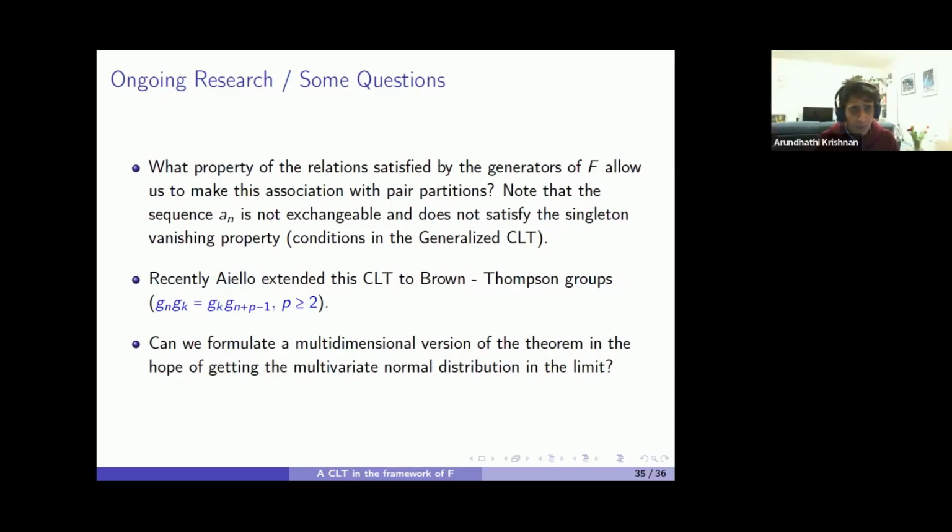But on the other hand, maybe it's not surprising. It's because the relations of F are almost commuting in some sense, even though they're not commuting, but they look like they're commuting. And recently, Ilo extended this central limit theorem to Brown-Thompson groups, where the relations are very similar, but slightly more general. So g_n g_k equals g_k g_{n+p-1}, where p can be anything greater than or equal to 2. So again, there's a slight shift in the larger index, but the shift can be more than the case that we looked at. So I do apologize for being a little disorganized, but I'll stop here.